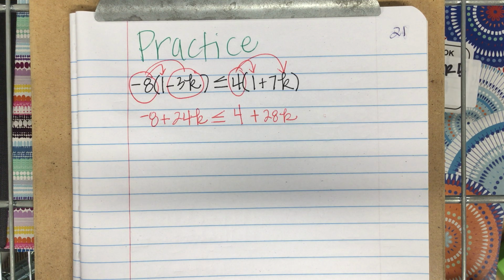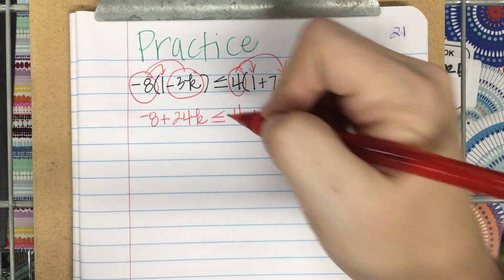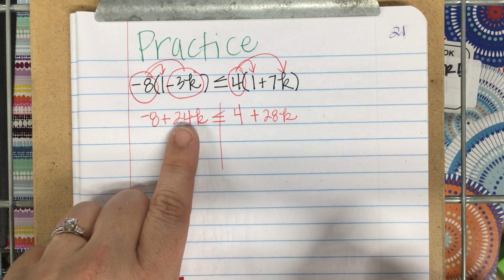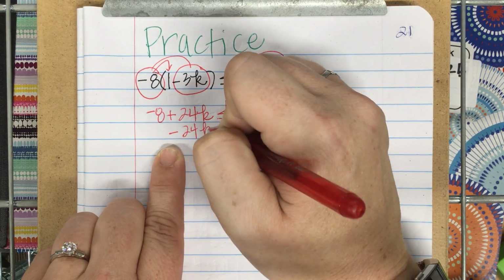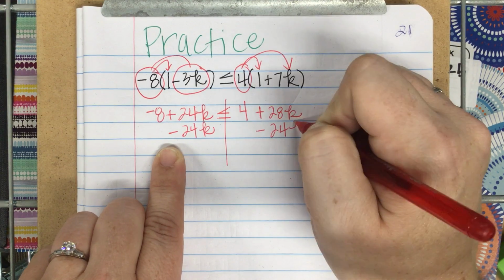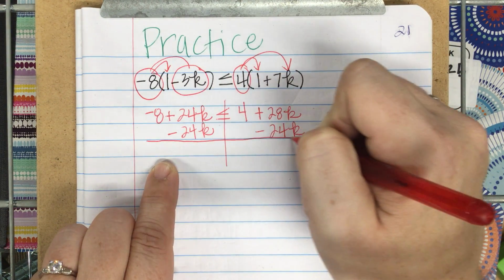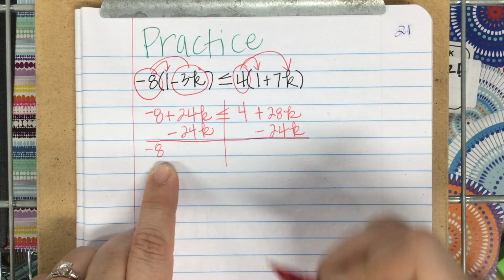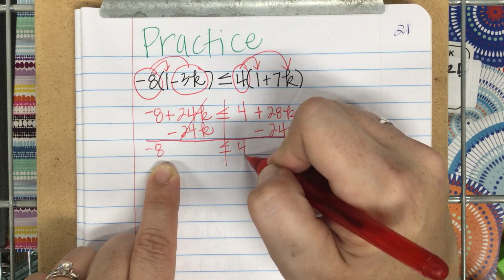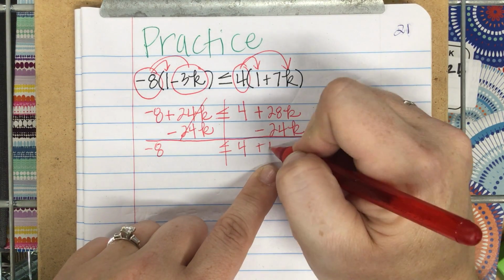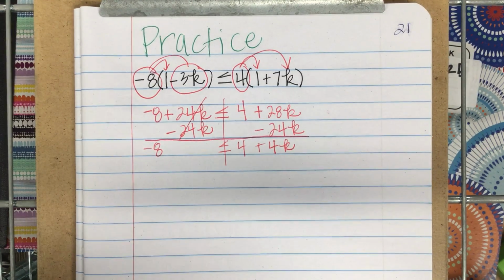So I distributed. Now I ask myself, do I need to combine like terms? No. So I move on to step 2. Do I need to move the smaller variable? Yes. My smaller variable is 24k, so I'm going to subtract 24k. Negative 8 is less than or equal to 4 plus 4k. Do you agree with my math?